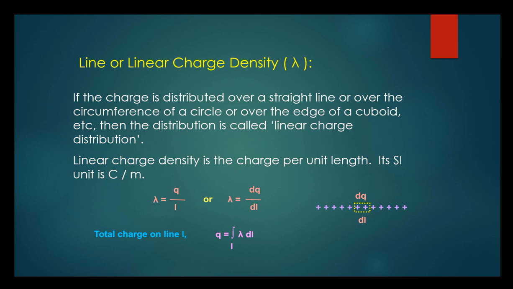Sometimes we may have the variable lambda. In that case, we will have to take a very small part of the length, and on this we will have a small charge dq and the length dl. Then the lambda will be the ratio of charge and the length. Sometimes we may have lambda given and we may have to find charge. The total charge on this line can be found by integrating the lambda with respect to dl over the entire length, and we can find the total charge on the line.